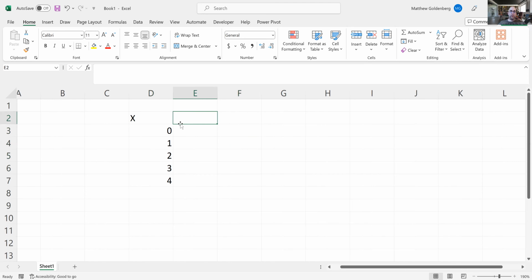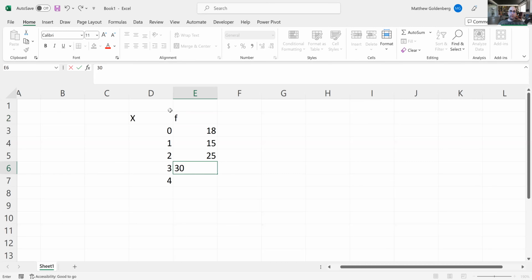And then if we harken back to frequency distributions, there's usually a certain number of people in each outcome. So let's just call this F of X, or I'm just going to call this F for right now. And F in this case stands for frequency. So let's just say 18 people failed. 15 people got a 1, 25 people got a 2, 30 people got a 3, and 40 people got an A.